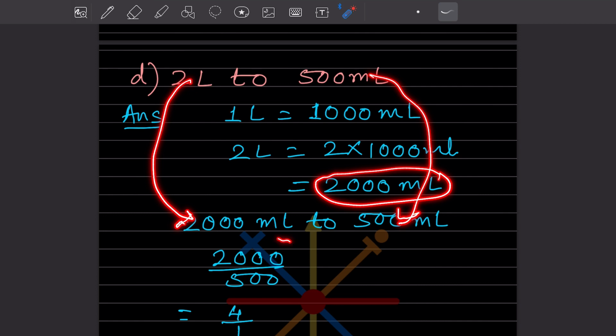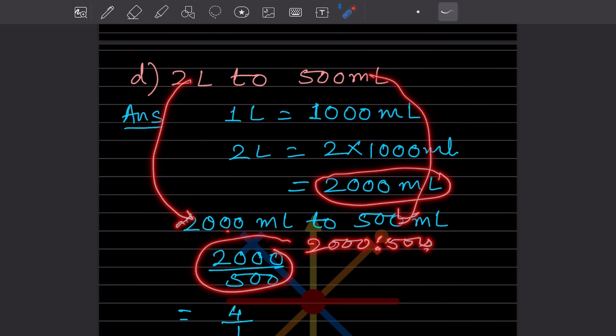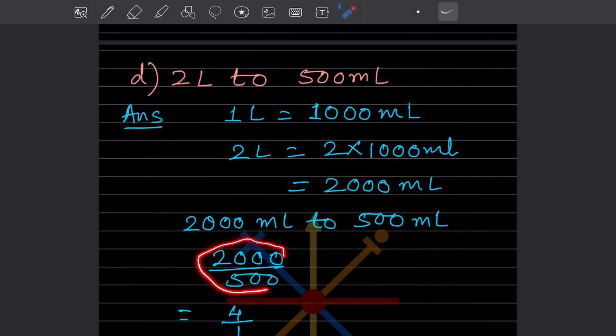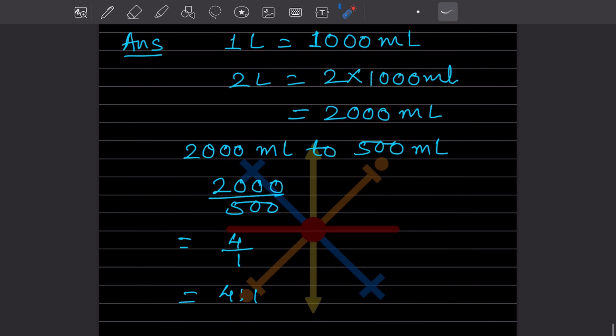So now you are going to divide this one. You write 2000 divided by 500. That is 2000 is to 500. And you can also put one step. And this is nothing but 2000 divided by 500. So now you can cut these 2 zeros. So 5 ones are 5, 5 fours are 20. So what remains here? 4 divided by 1. So your ratio is 4:1.